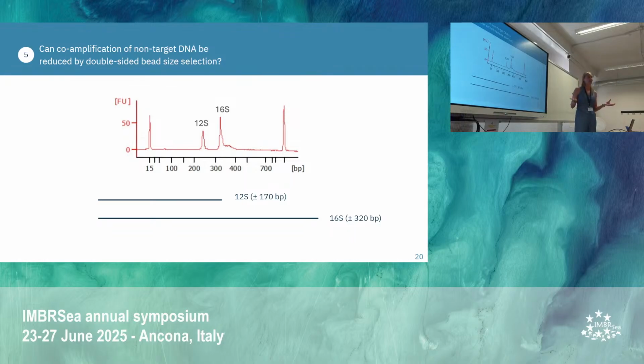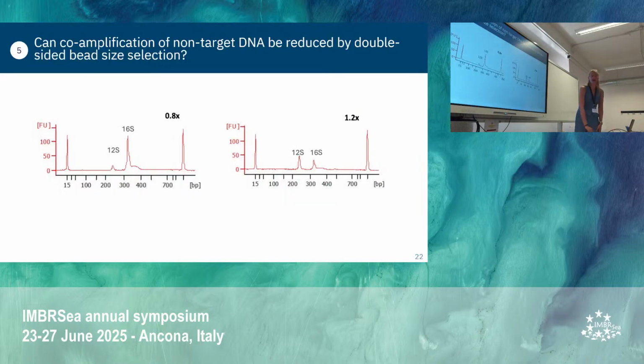So for this, I needed to test a whole range of bead sample ratios to see what are the optimal ones. And I could see that a first purification of 0.8 was effective to bind and then also remove this larger 16S fragment, while a subsequent purification with a bead sample ratio of 1.2 was then effective to recover the 12S fragment. So this optimized purification was then compared with a standard purification with a bead sample ratio of 1, that is standard use, and this was tested on 3 eDNA samples.